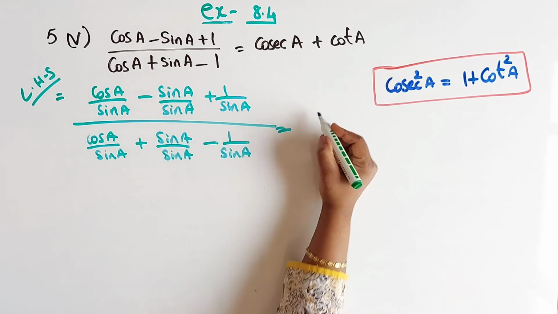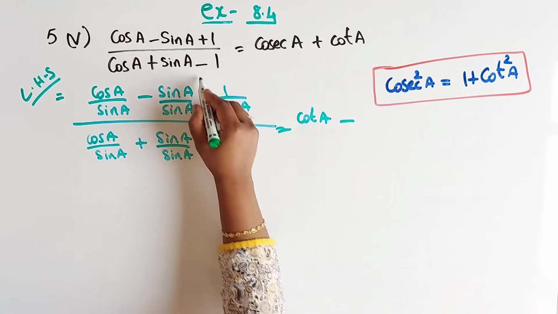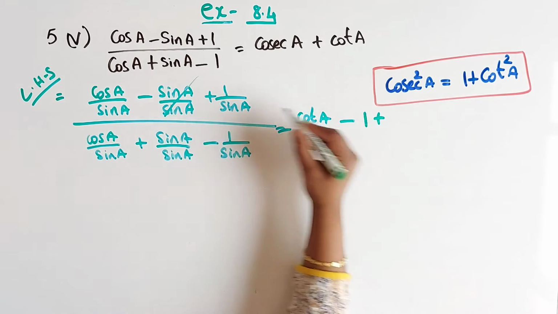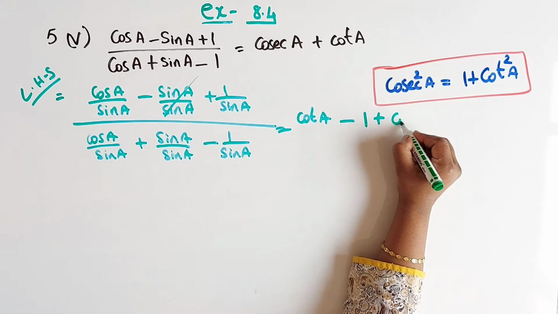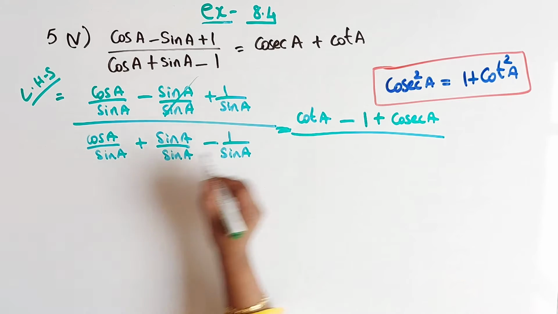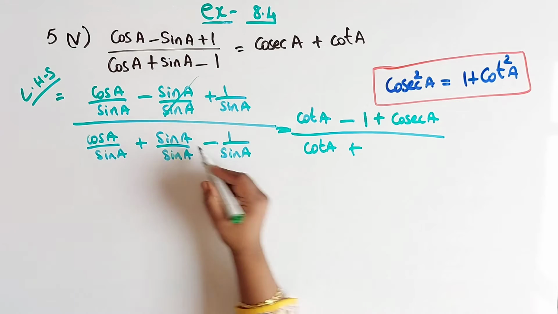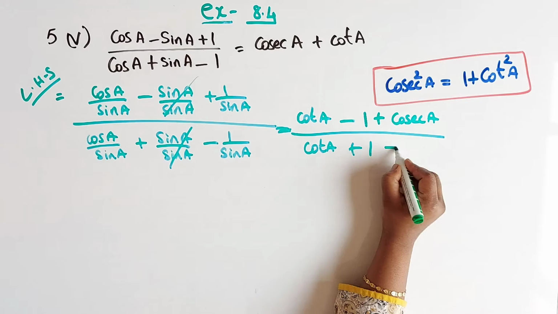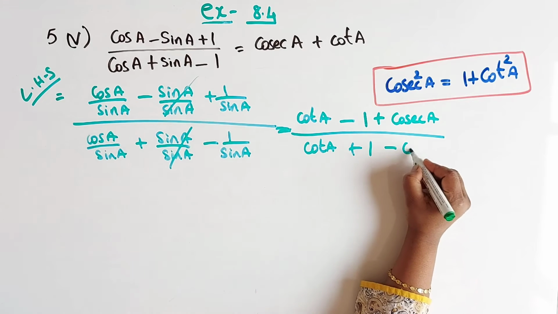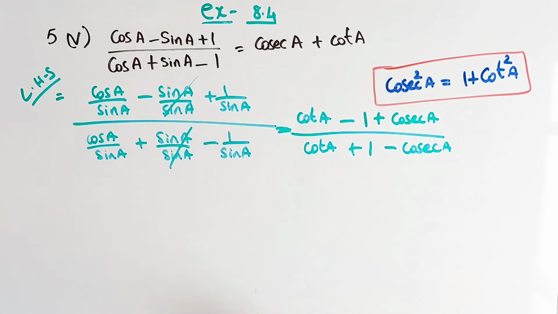Now write the numerator. Cot A minus sin A by sin A, this is 1, plus 1 by sin A, that is cosecant A. Divided by in denominator cos A by sin A, again cot A plus sin A by sin A, this is 1, minus 1 by sin A, that is minus cosecant A. Right, children? Now it is in the form of cot and cosecant.